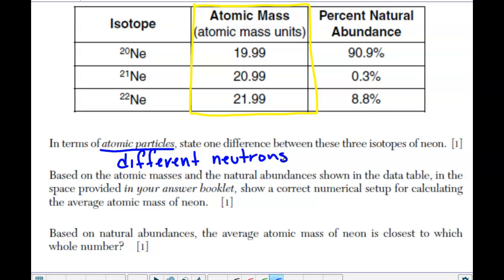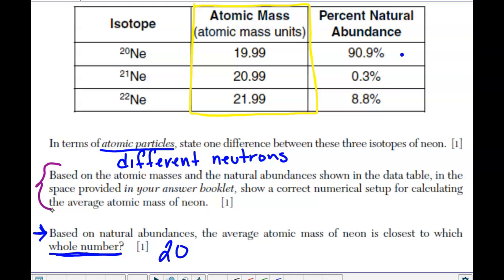All right, so actually we're going to do a prediction first, and we're going to answer this question first. Based on the natural abundances, the average atomic mass of neon is closest to which whole number? So which of these has the greatest abundance? You got it. It's going to be neon 20, and we're going to make sure that we read the question. It wants a whole number, so the answer to this one is going to be 20. All right, now let's go back and do this question.